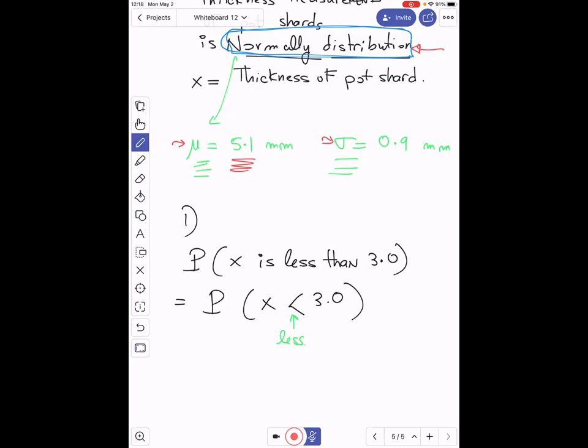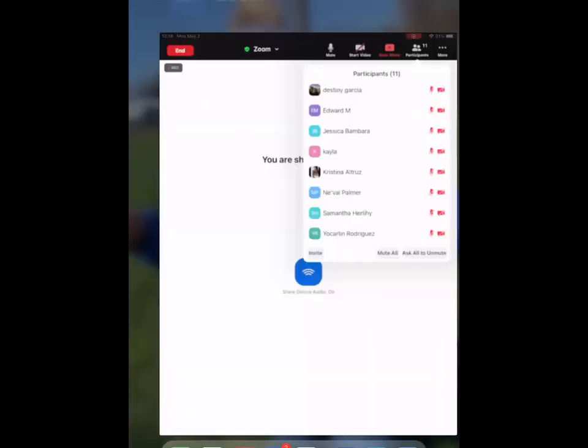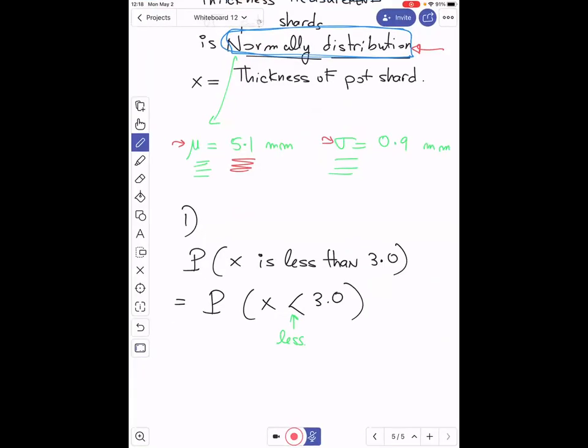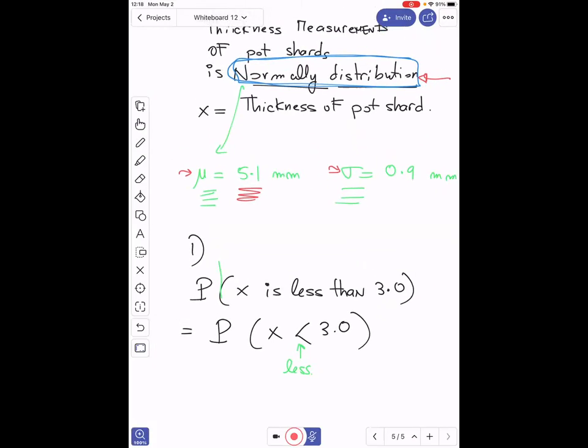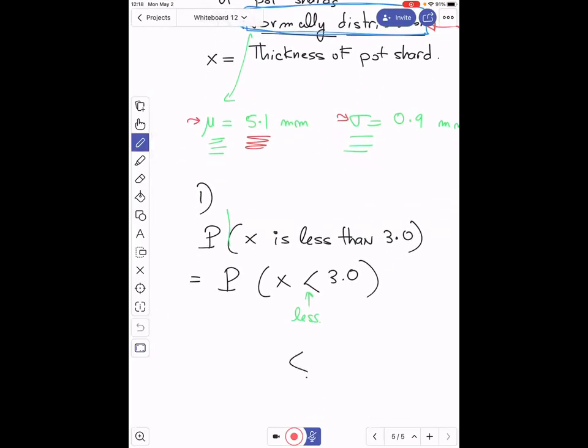All right, let me see the chat. What's the other symbol, Professor, the one with the line under it? Do you mean like this? Yes, that one. This is less or equal. For us there is no difference: when you compute the probability, there is no difference between less and less or equal. Both are the same actually. But yes, that would be less or equal.